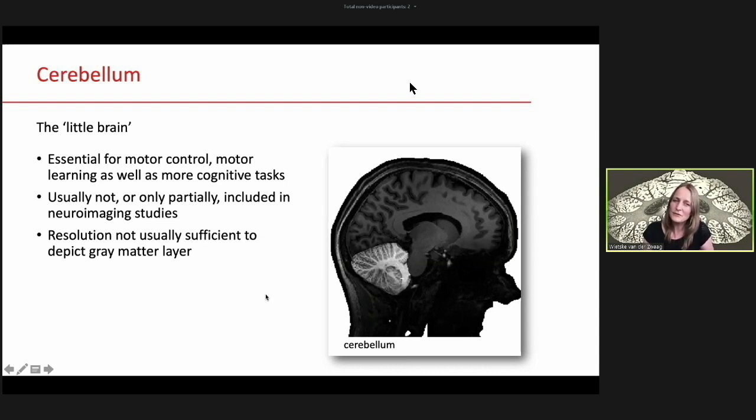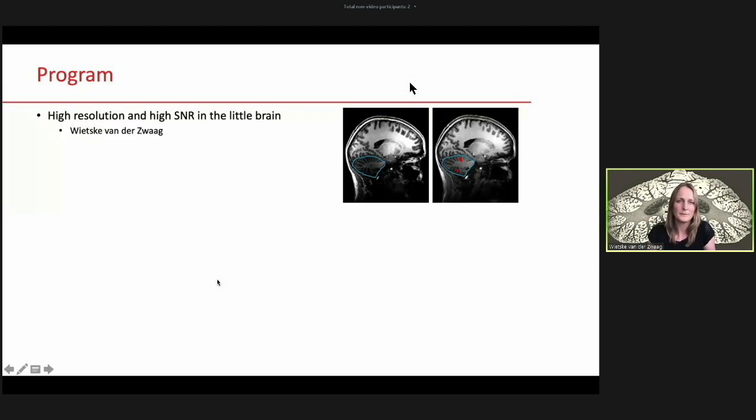And even if the cerebellum is included, then it's usually not in a sufficient resolution to look at the gray matter layer. And that's where all the action happens. So this is a shame. And if we want to really understand what the brain is doing, then we should look at all of it, including the little brain.